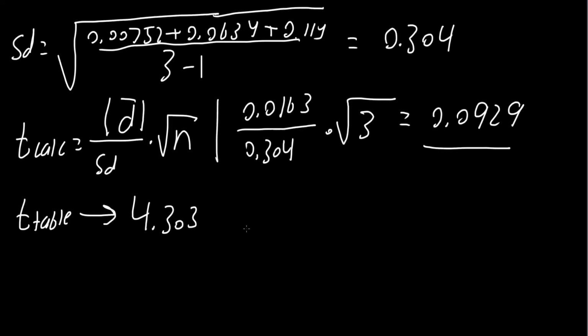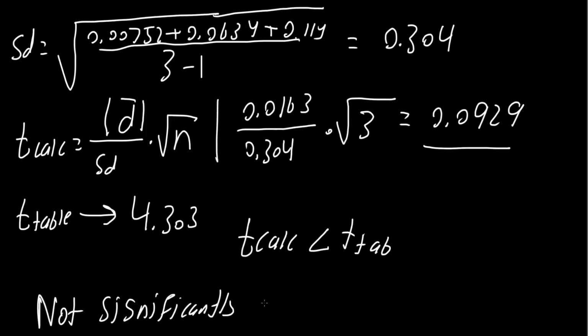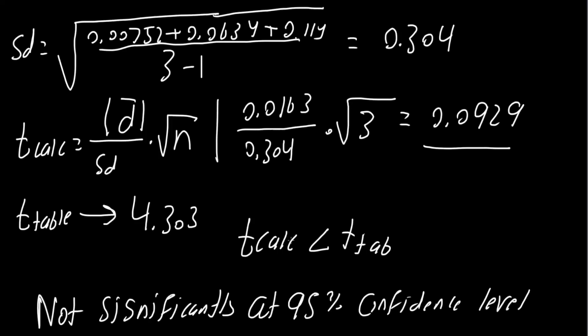4.303. And so we can say that T-calc, this value right here, is less than T-table or tab, because 4.303 is greater than 0.0929. And whenever we have something like T-calc is less than T-tab, the answer is not significantly different. And we're doing it at the 95% confidence level, so we say at 95% confidence. Now, had T-calc been greater than T-tab, then it would be significantly different. And that's all we need to do for this problem.